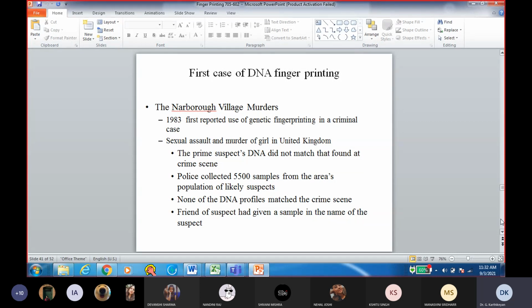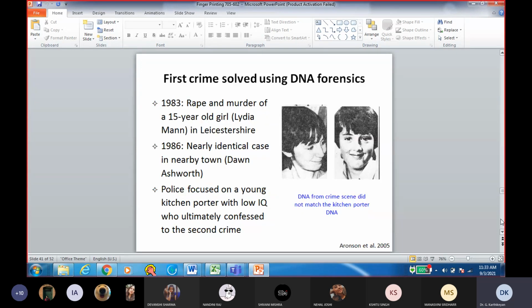The police picked up a suspect, but the DNA did not match with that of the suspect at the crime scene. By 1983, people were moving towards DNA fingerprinting, and police collected about 5,500 samples from the area's population of likely suspects, but none of the DNA profiles matched what was seen at the crime scene. It turned out that the friend of the suspect had given a sample in the name of the suspect. Although the suspect was picked, the suspect didn't go to give the sample. Instead, his friend gave the sample, and that's how he escaped.